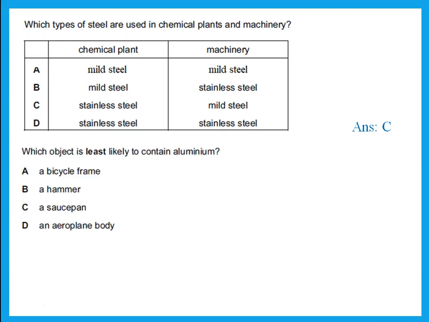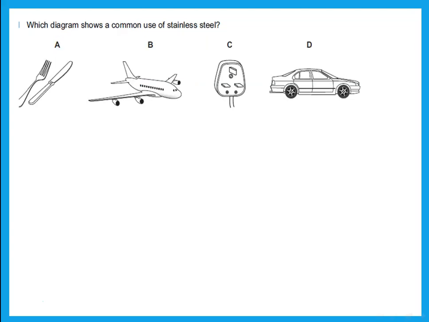Which object is least likely to contain aluminium? Aluminium is light. So which one is something that I can't make out of aluminium? Well, it must be a hammer, because if the hammer is light, then it's useless. So we cannot make a hammer out of aluminium. Okay, which diagram shows common use of stainless steel? We said we use stainless steel to make what? To make cutlery. So that is what we have in A.